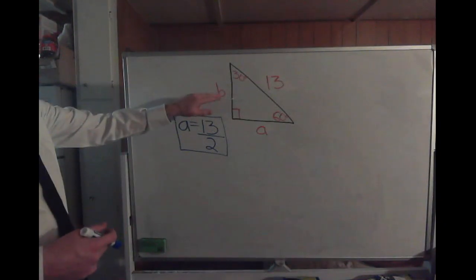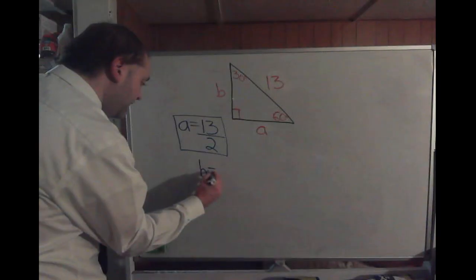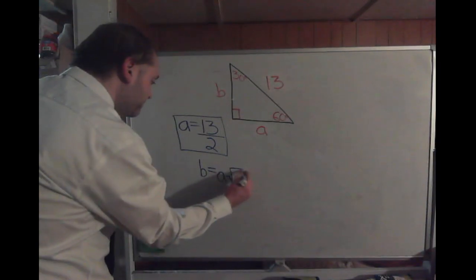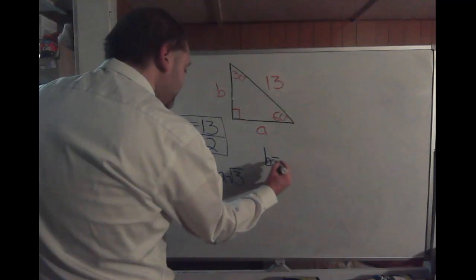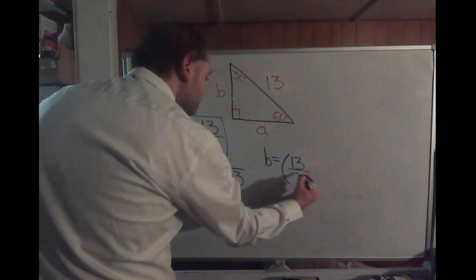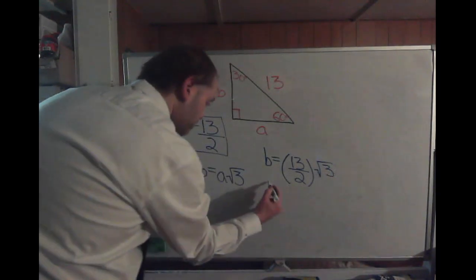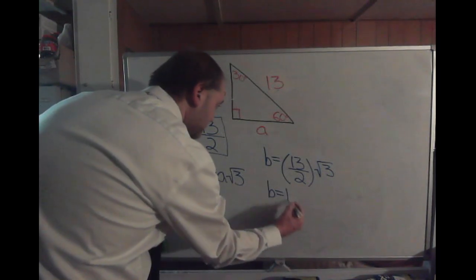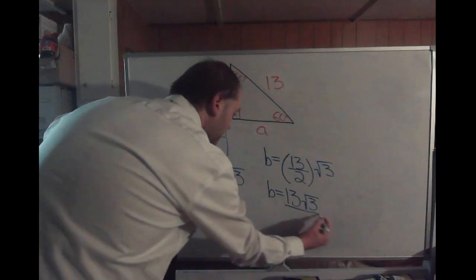Now to find the length of B, the longer leg, of course you're just going to take the length of A times the square root of 3, which means for B, it's going to be equal to that fraction 13 halves times the square root of 3, which then means the length of your longer leg is equal to 13 times the square root of 3 all over 2.